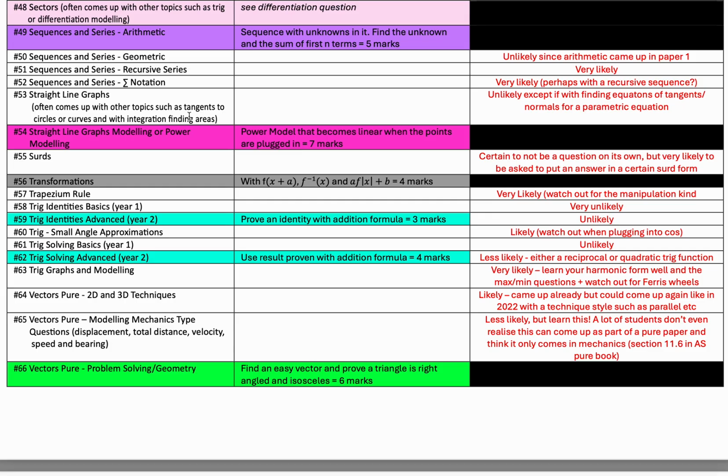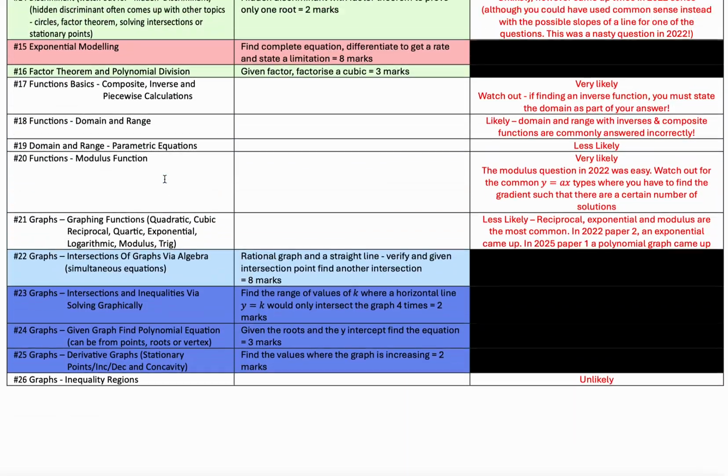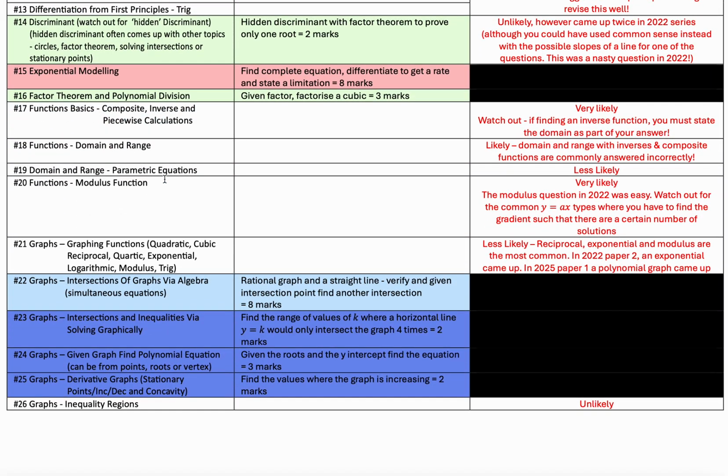Question 11 was an exponential modelling question. Very ordinary, just had to differentiate to find a rate. So it wasn't difficult, just remember rate of change means derivative, so that shouldn't have been too bad.